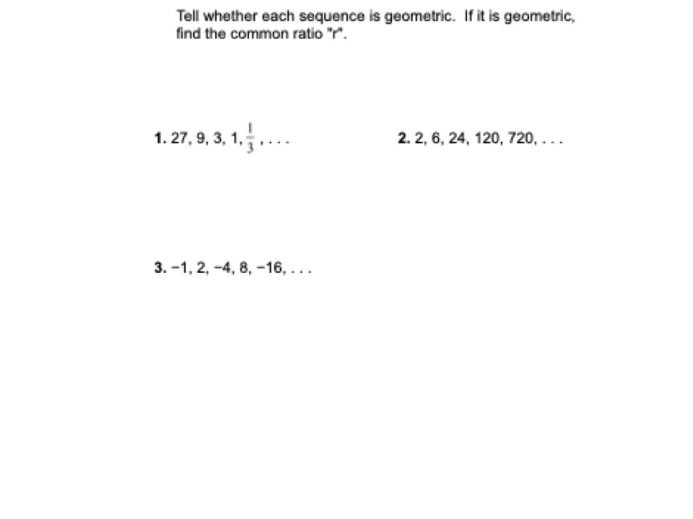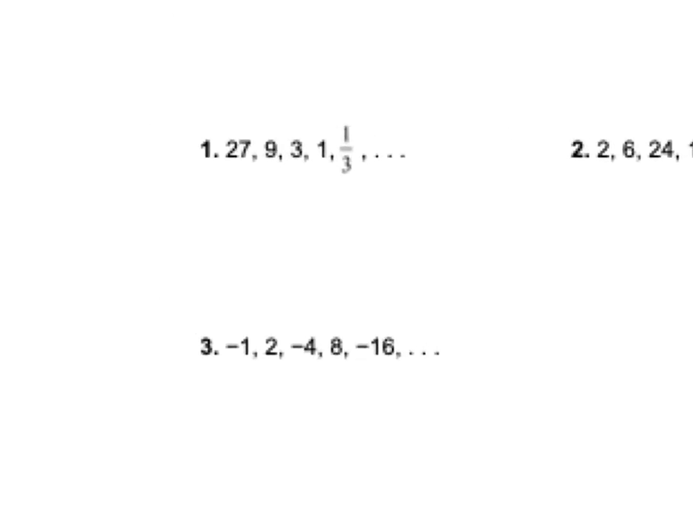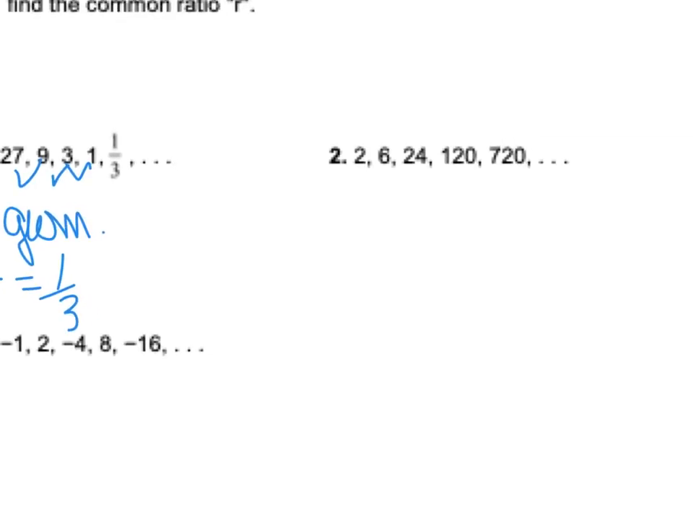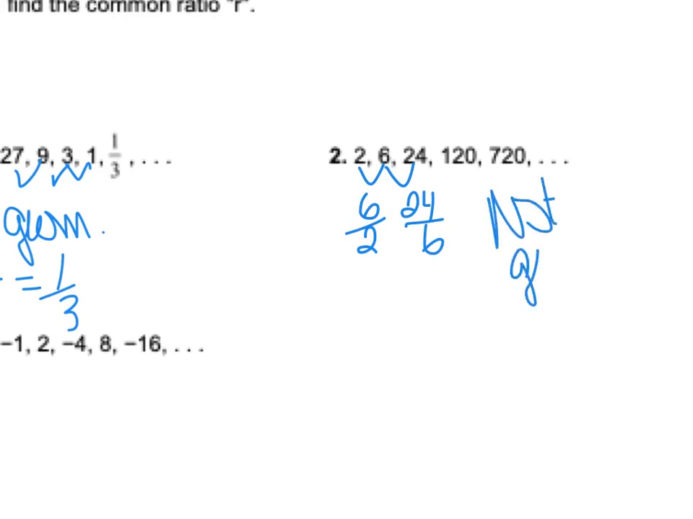On number 1, 9 divided by 27 is 1/3. 3 divided by 9 is 1/3. 1 divided by 3 is 1/3. So yes, this is geometric, and the common ratio is 1/3. For the next one, you have 6 over 2, which is 3. 24 over 6 is most definitely not 3, so that is not geometric because it is not constant.